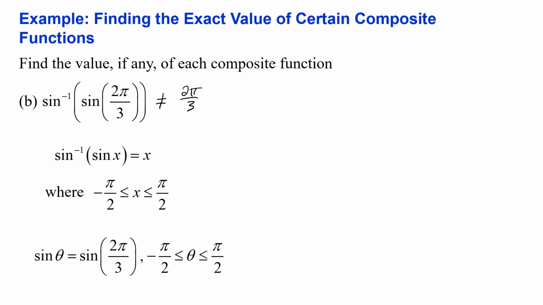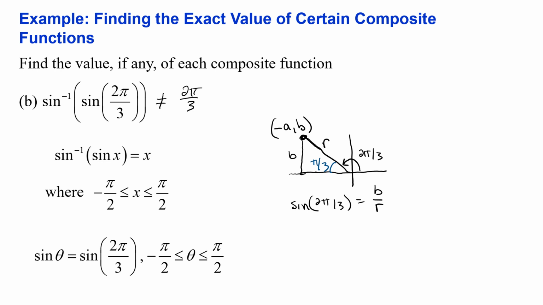So let's illustrate this idea here. We're going to sketch an xy coordinate grid and draw the terminal side of angle 2 pi over 3 in quadrant 2, where the terminal side has a length of r and contains the point negative a comma b. And we know by definition that sine of the quantity 2 pi over 3 equals b divided by r.